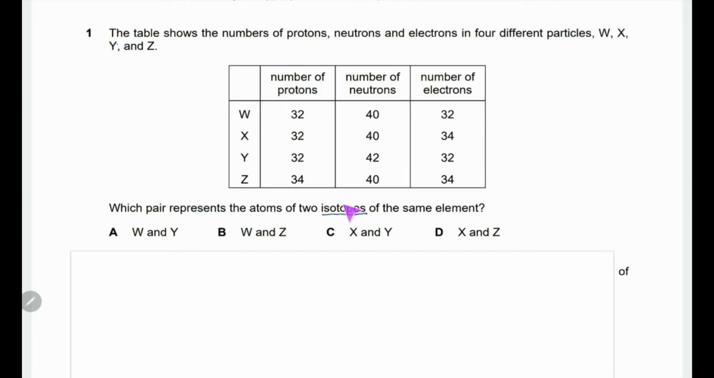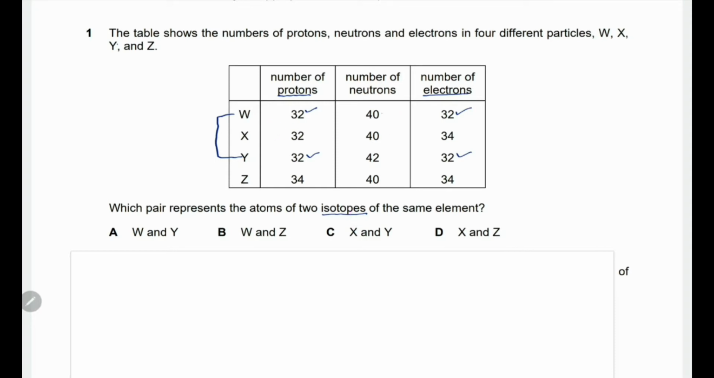First, keep in your mind that isotopes have the same atomic number, or the same proton number. The same atomic number means that the number of protons in the first column and the number of electrons in the last column must be the same. In W, we are getting 32 protons and 32 electrons. Similarly, if you come down to Y, you will see that 32 protons and 32 electrons are in it. So it means W and Y are isotopes, and the second definition is that isotopes have a different number of neutrons.